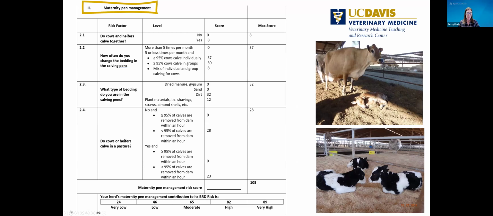So then we get into management practices that could potentially be modified on a dairy. And just to highlight some in this particular section, we noticed in maternity pen management that changing bedding in the calving pens was pretty strongly associated with the risk of respiratory disease in those calves, and also the type of bedding used in those maternity pens was significant as well, and had a fairly high maximum risk score.